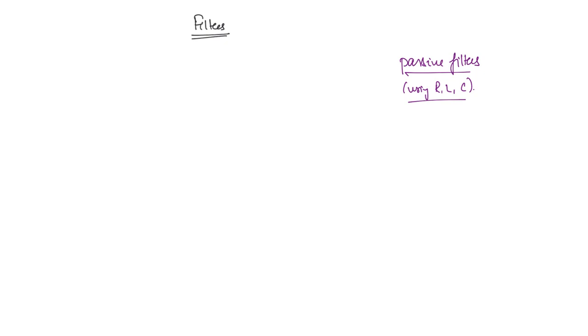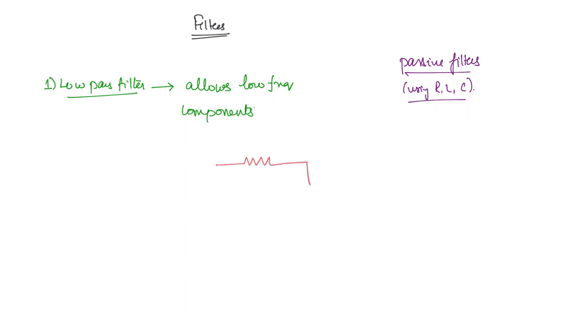Okay. So the first kind of filter is the low pass filter. What does the low pass filter do? As the name says, it allows only the low frequencies. Allows low frequency components. Okay. So this is going to look like this. There will be a resistor, there will be a capacitor like this.